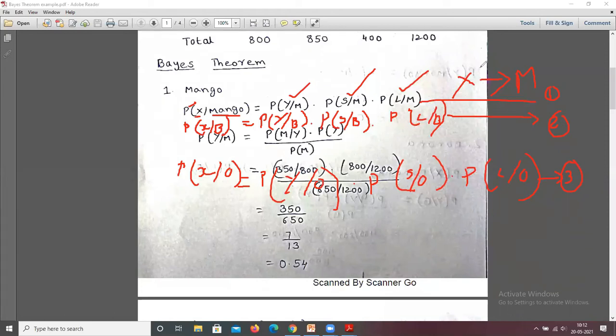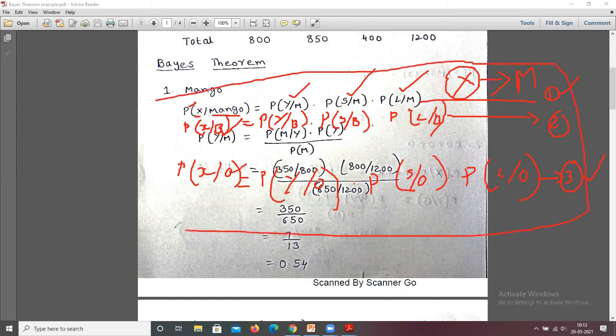Now, to predict what X is: X may be mango, X may be banana, X may be others. How can we predict? Here we got three values. Which is the highest value we got? That is our prediction. If mango gets the highest value, then X is mango. If the second value is the highest, then X is banana. And if the third value is the highest, then X is another fruit. So these are the calculations we are going to do.